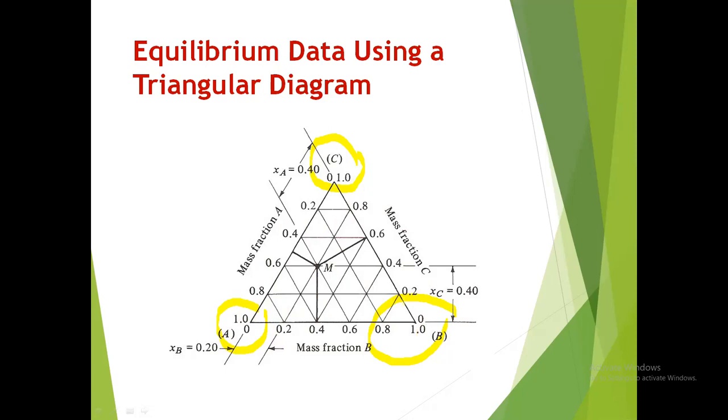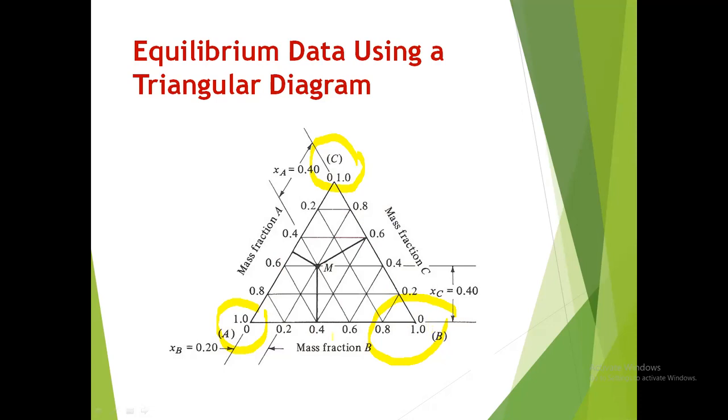As for the C, it's horizontal. So you have 0.2, 0.4, 0.6, 0.8, and then 100% C. As for your A, you have 0 A here on the tip of your triangle to 100% A here at the bottom. So the scaling is parallel to the right side of your triangle, the inclined side, the right inclined side of your triangle.